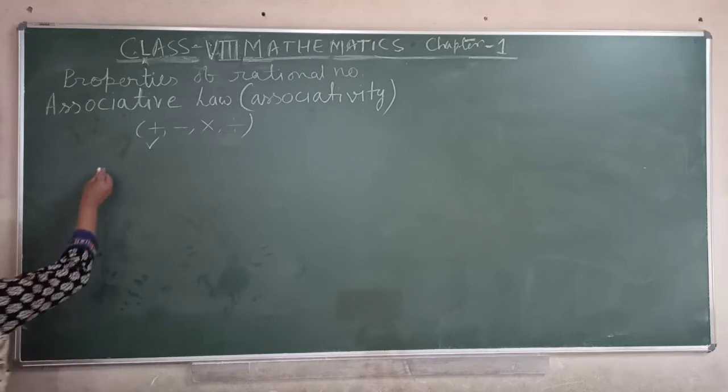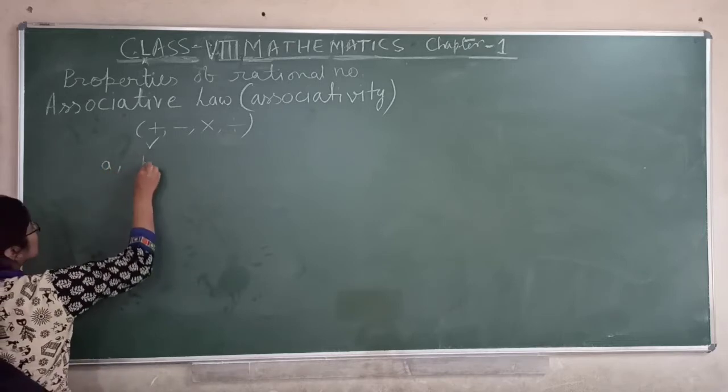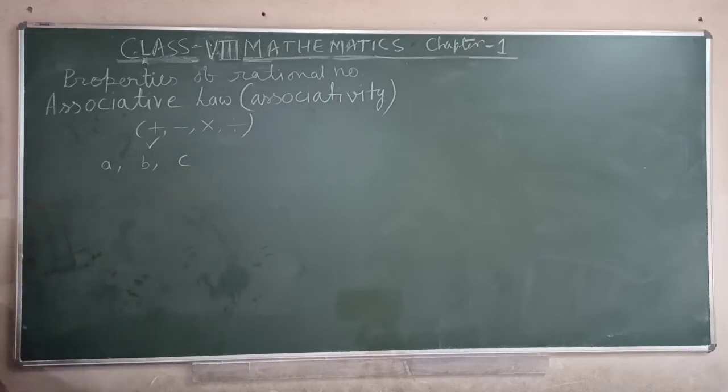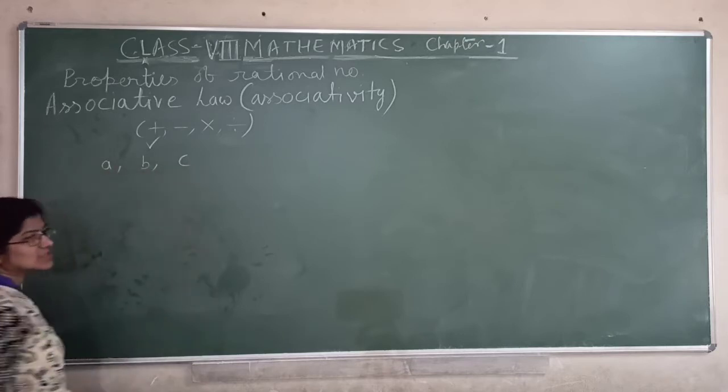Suppose you have 3 rational numbers A, B and C. For associative law, you need 3 rational numbers. That's A, B and C.